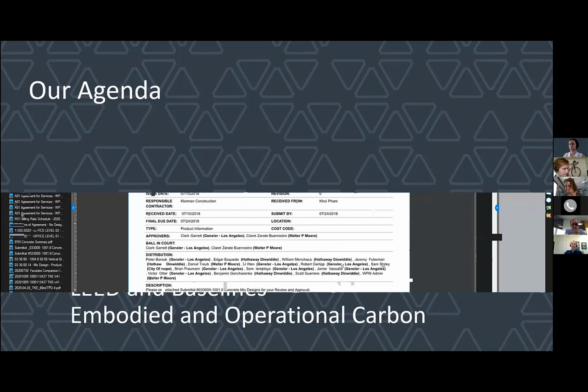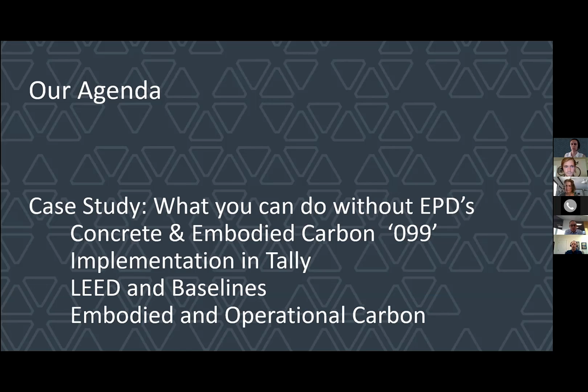I'll go through it quickly because Jill did a nice job. I'll call it the 099 version of concrete and embodied carbon. Then I'll talk about the project through the implementation and tally, the motivations, a little bit about LEED and the baseline we used, and then I'll close with that important relationship between embodied and operational carbon, and we actually plotted this for our project.